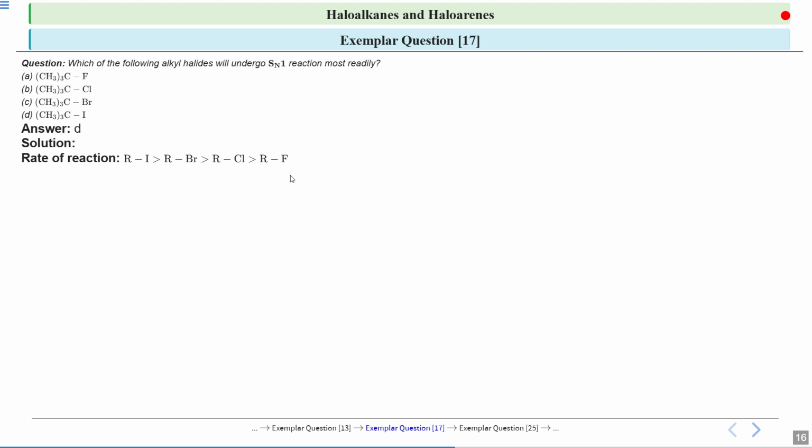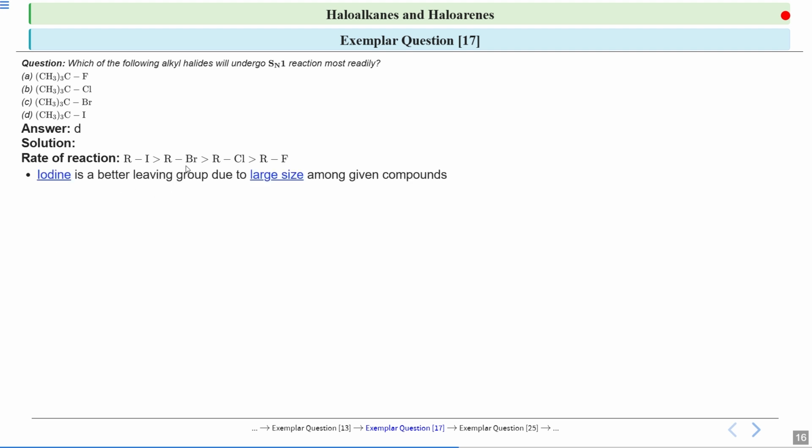Okay, so this is the case because iodine, from all of the halogens, will have the largest size. So iodide ion will be the largest size halide ion. So it will be a better leaving group. So reaction rate will be faster in the case of alkyl iodide. So the rate of reaction order in these given alkyl halides is like this: highest for alkyl iodide, least for alkyl fluoride.